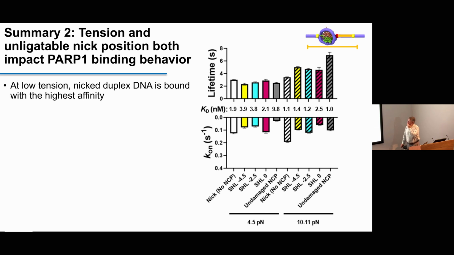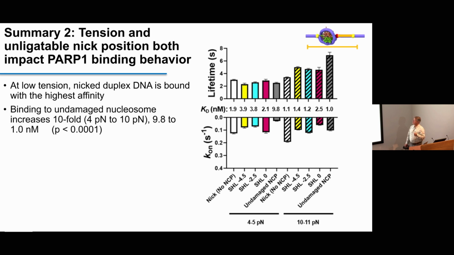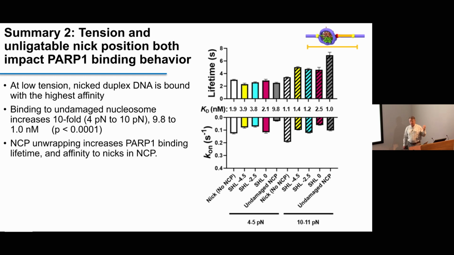So to summarize this part, at low tension, we saw the nick DNA duplex is found with the highest affinity. Binding to undamaged nucleosome increases with force. In fact, all the binding entities seem to go up and the KDs come down when you add a little bit of tension. I think the $64 million question that I don't know the answer to, and I can't find it in the literature, is what is the tension of DNA in a cell? If anybody knows that, I would really love to know, because this probably is biologically relevant.